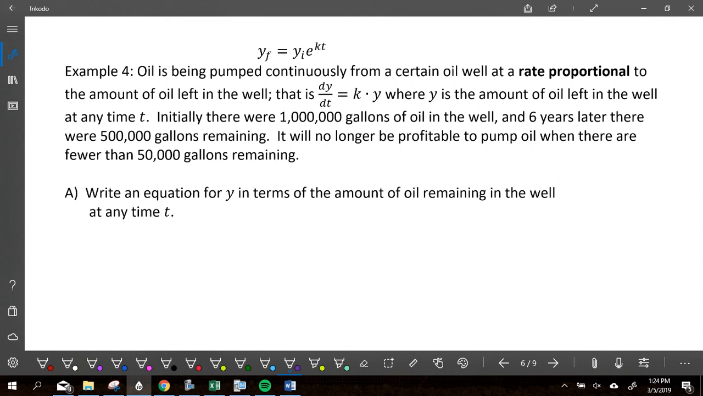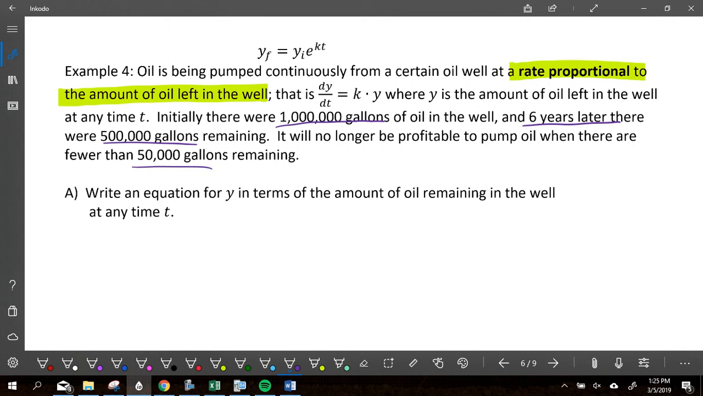Oil is being pumped continuously from a certain oil well at a rate proportional to the amount of oil left in the well. Normally they won't tell you the second part, but it's being pumped continuously at a rate proportional to the amount of oil left in the well. Or in other words, the rate dy dt is equal to the oil, which is the y, times a constant of k. k is that growth rate. How fast is it growing? How fast is it decreasing? Initially, there were 1 million gallons. 6 years later, there were 500,000 gallons remaining. It will no longer be profitable to pump oil when there are less than 50,000 gallons.